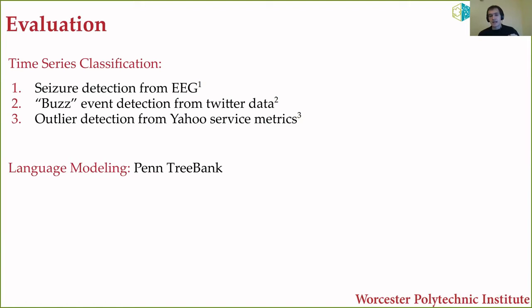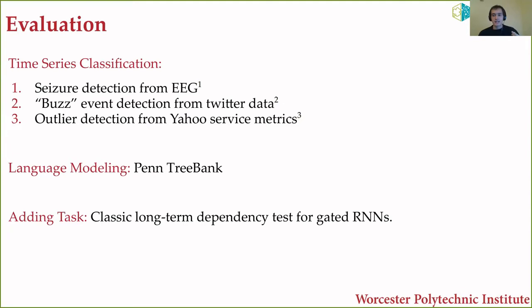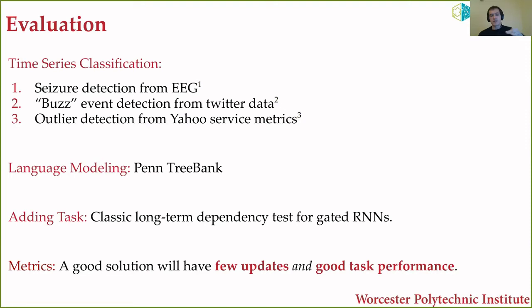The second is a language modeling task, where we use the Penn Treebank, and it's basically to read natural language and predict what words will come next in a given sentence. The Penn Treebank data set is a very standard language modeling data set. And then the third is the adding task, which is discussed in the paper. The adding task is basically a synthetic and classic long-term dependency test for gated recurrent neural networks. And the major theme in our experiments is that a good solution to this problem will have very few updates to the hidden state, and at the same time have good task performance, whatever the task performance may be.